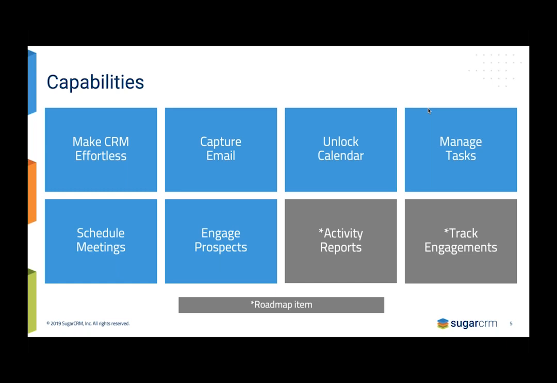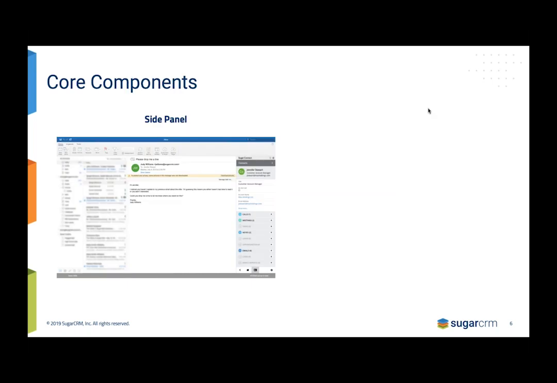We talked a little bit about the 3 value pillars, the 8 key capabilities. You might be wondering, well, how do you actually deliver this? We do so through 2 core components. Number 1, there is a native side panel inserted into Office 365 and G Suite. For our existing customers today, you may be familiar with our Outlook plugin.